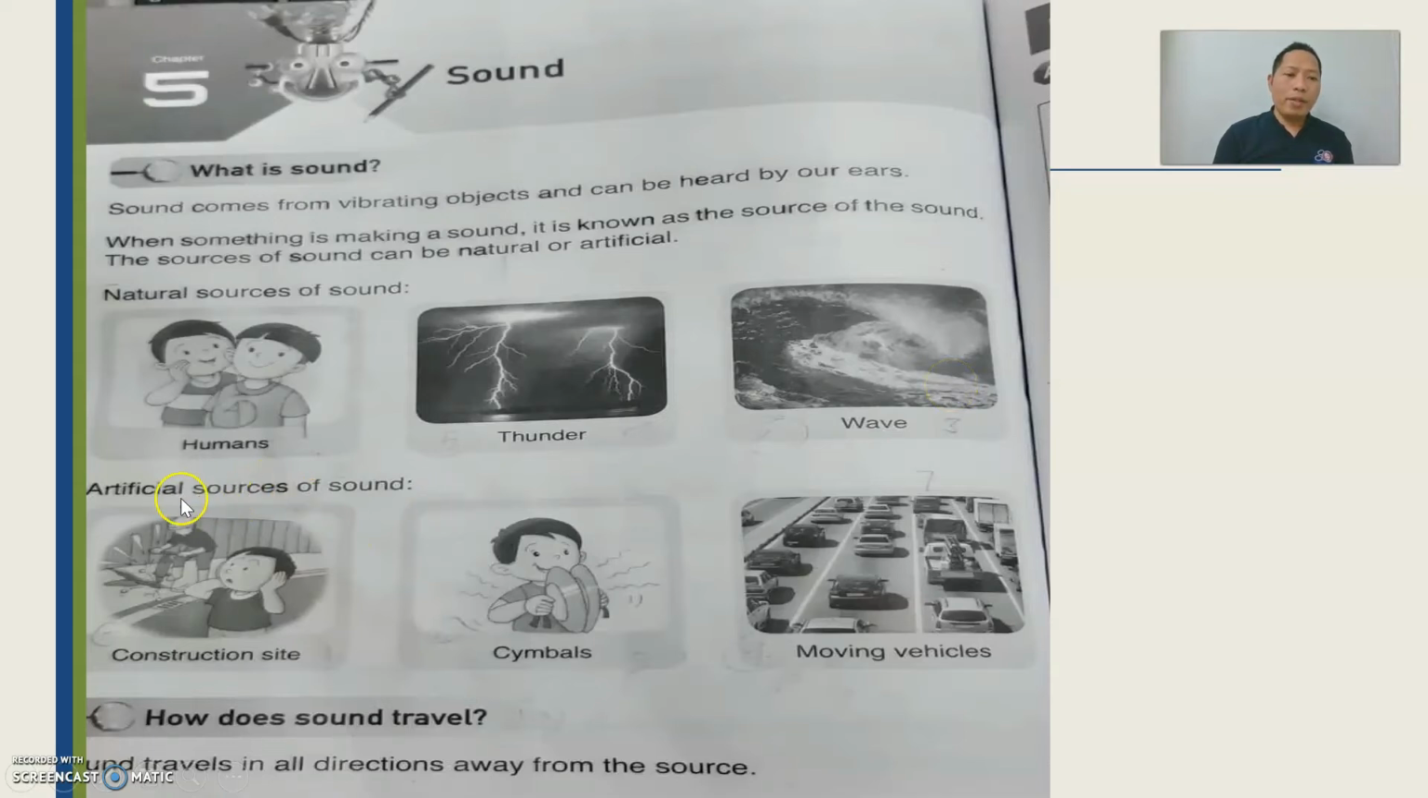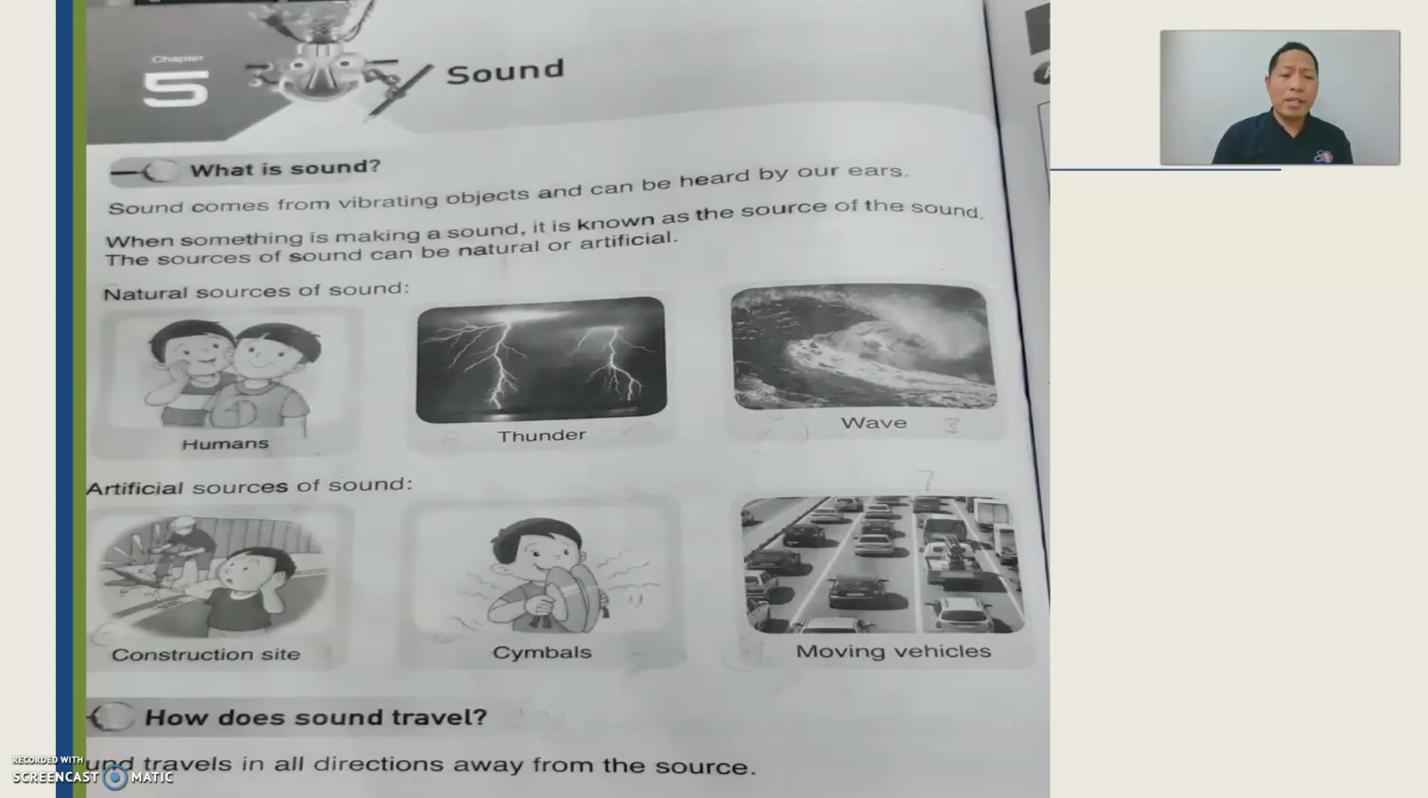Now, how about the artificial sources of sound? First, construction site. I'm sorry for that. Construction site. Symbols, and moving vehicles. And even your car, even your motorcycle has a sound, but it belongs to artificial.